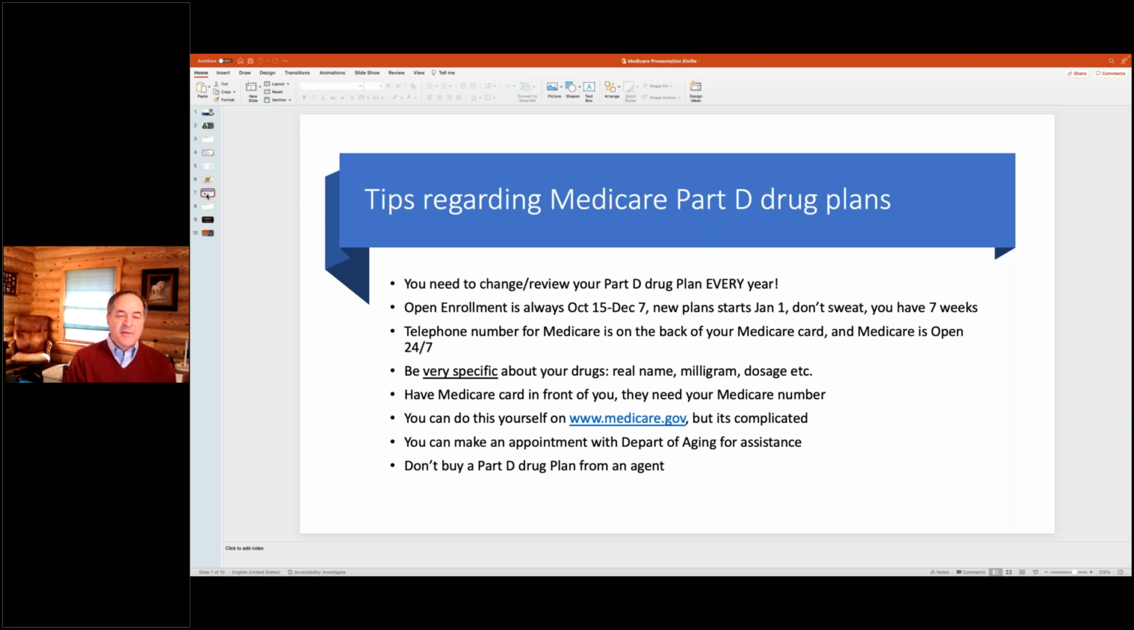And of course, I already mentioned the fact that you probably shouldn't buy your prescription drug plan from an agent. You should just use the database, medicare.gov, or the government itself, and they'll do it for you. And it costs you nothing, and you'll get the right thing.